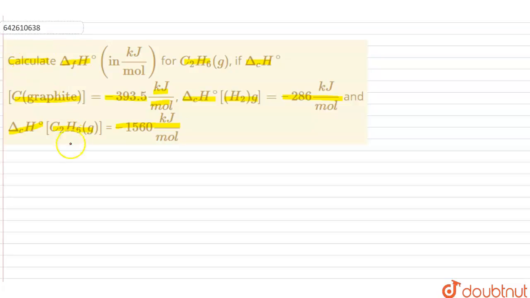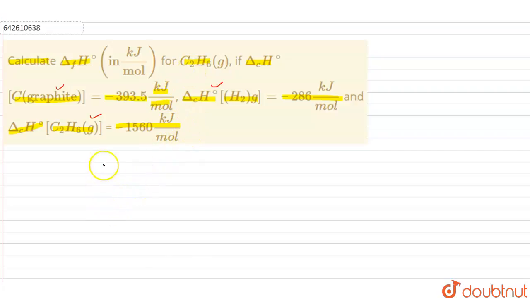So the values of the heat of combustion have been given to us and we have to find out the heat of formation. When we are talking about heat of formation, first of all, we will have to write down the combustion reactions for graphite, for hydrogen, and for ethane. Because these three values have been given, from these three reactions we will be deriving the reaction for the formation of ethane.